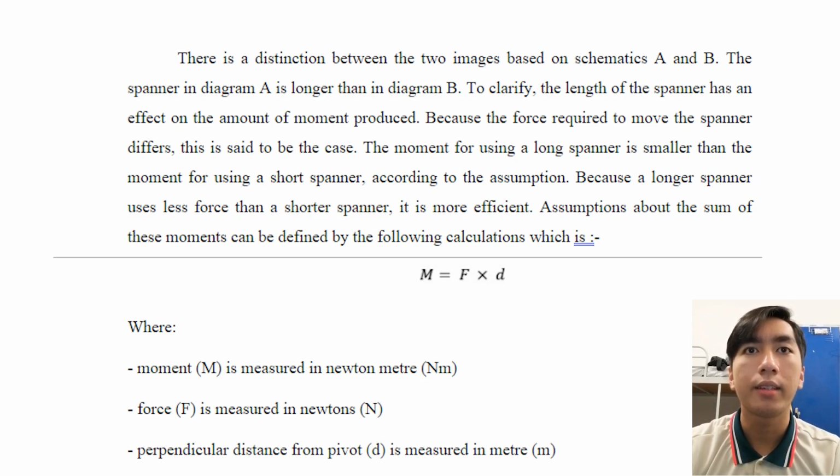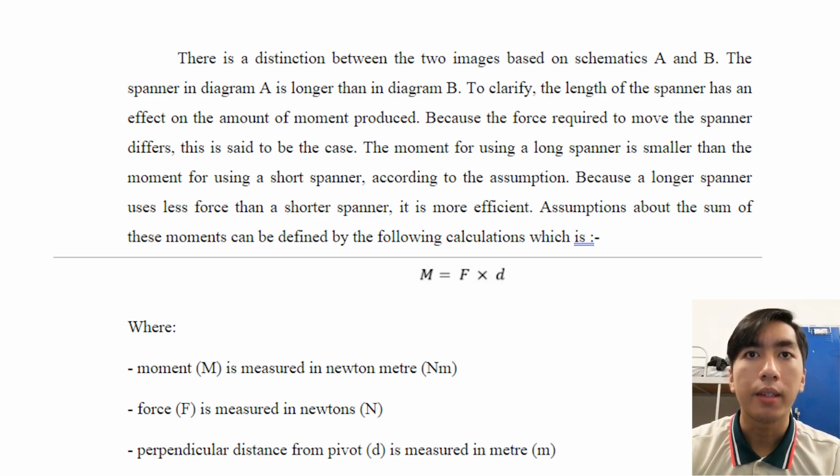there is a distinction between the two images based on schematics A and B. The spanner in diagram A is longer than in diagram B. To clarify, the length of the spanner has an effect on the amount of moment produced, because the force required to move the spanner differs. The moment for using a long spanner is smaller than the moment for using a short spanner.